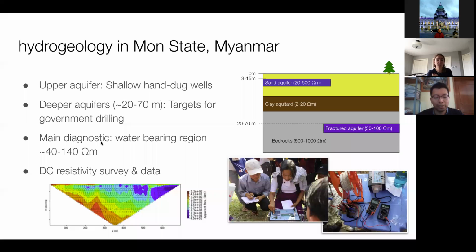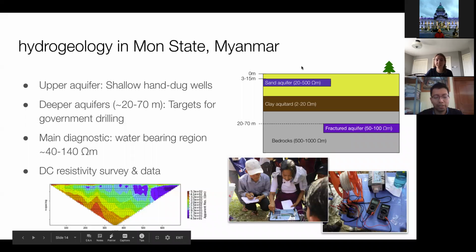And so in this case, what we're going to use is DC resistivity, and see if we can use that to detect and locate groundwater. And so you can see there's a couple images here where actually folks are out in the fields collecting data.